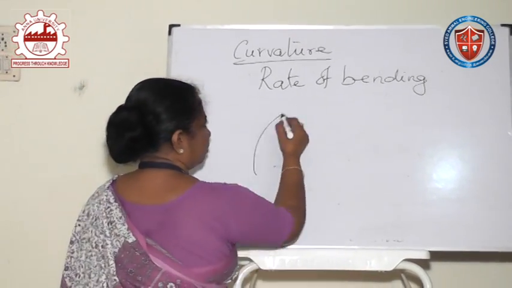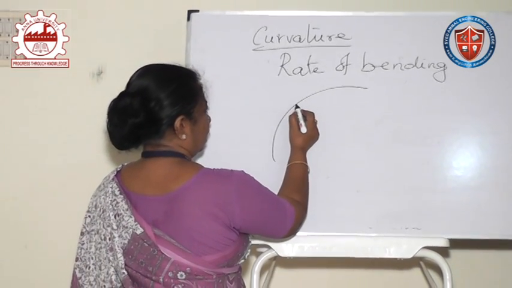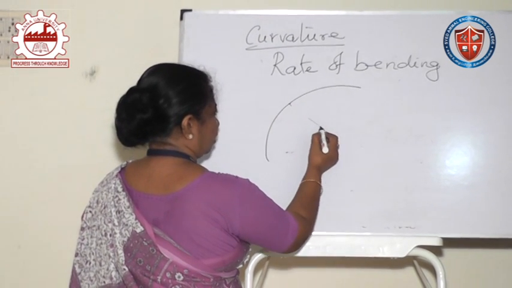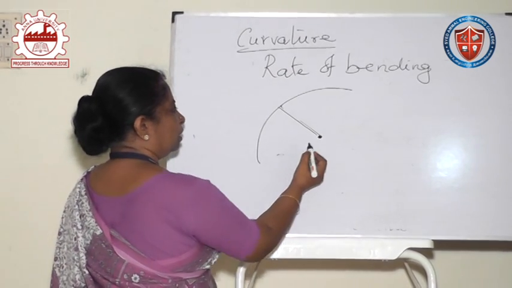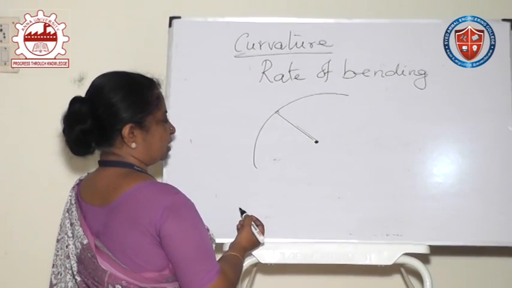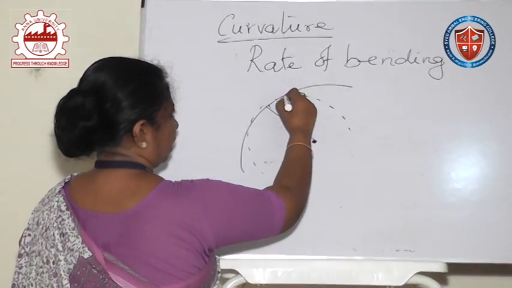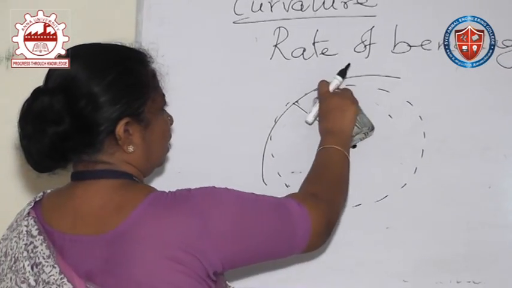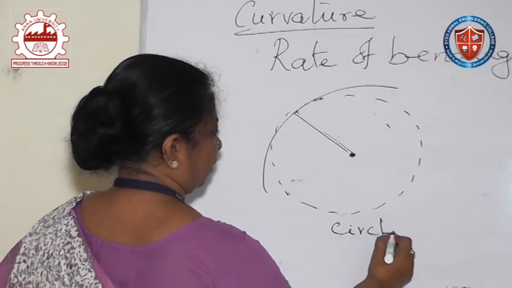When I have a curve that goes like this, the turning at this particular place depends on my center. I get a particular point. Having this point as a center, I can draw a circle. Now this circle is the circle of curvature.